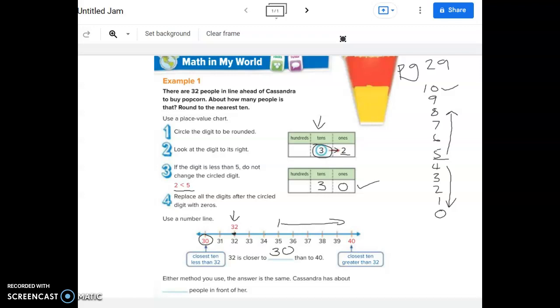Cassandra has about 30 people in front of her. Please, people, make sure that you complete these activities in your math book so that it shows that you've practiced through the examples.